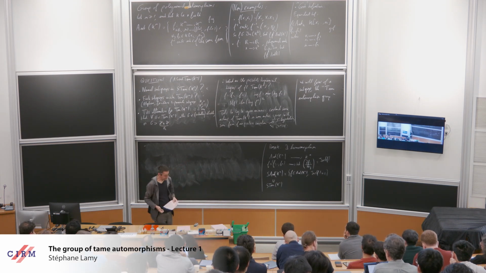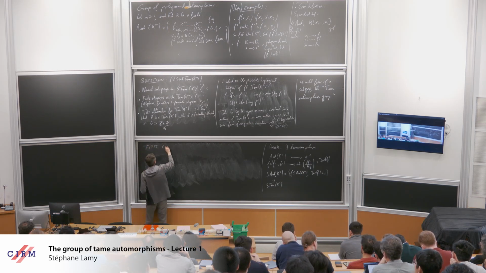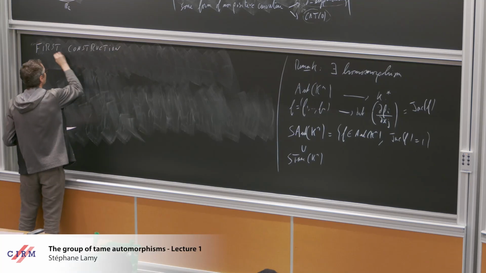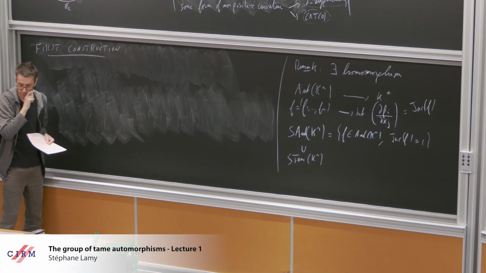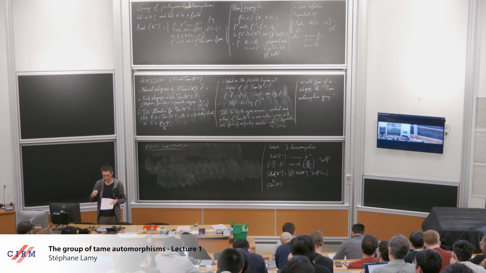Okay. So first construction. I'm going to describe an action of my Tame group, Tame(K^n), on a simplicial complex.